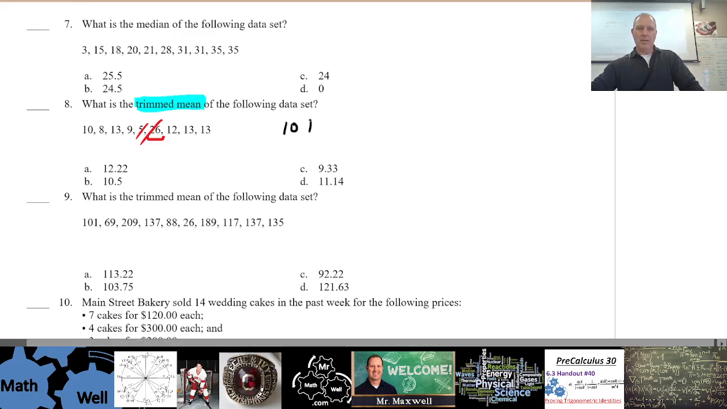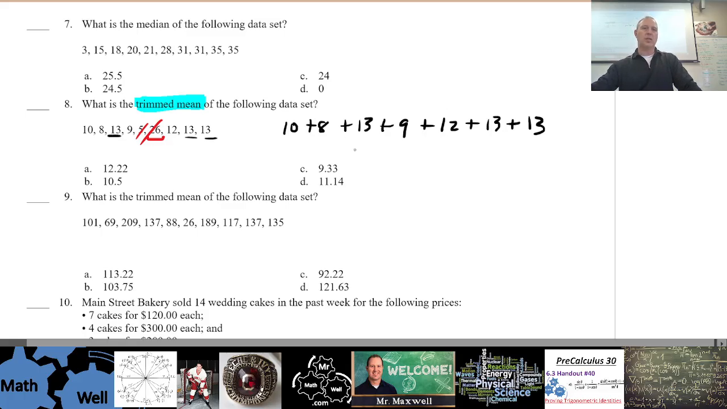So then let's add up all these numbers. So I'm going to add up 10 plus 8 plus 13 plus 9. We're going to skip 5 and 26. We're going to add 12. Oops, and we're going to add 13 and add 13. Do I have to add 13 3 times? Because it's listed 3 times.